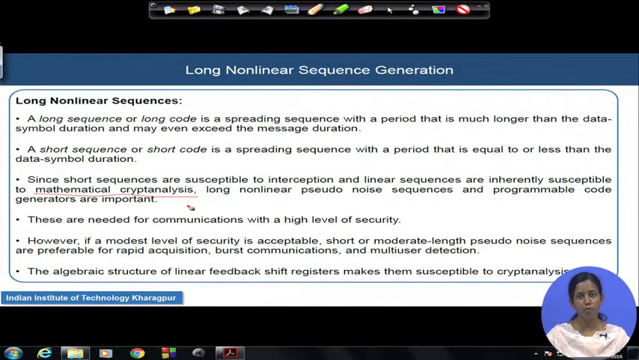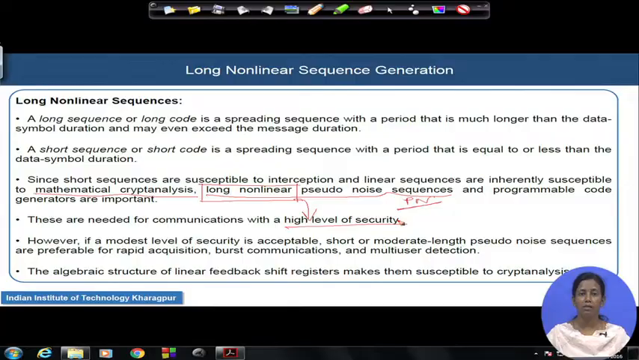So we have both problems: a problem with the linearity of the codes, and also a problem of short code sequence length. In order to avoid both, we usually prefer to go towards long nonlinear pseudo noise sequences, or PN sequences, and programmable code generators, which are very important to understand now. Remember, long code sequences with nonlinearity involved give a very high level of security.